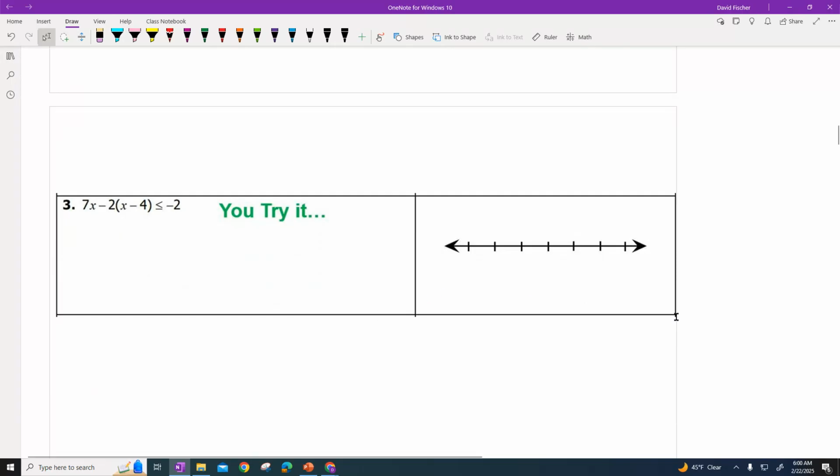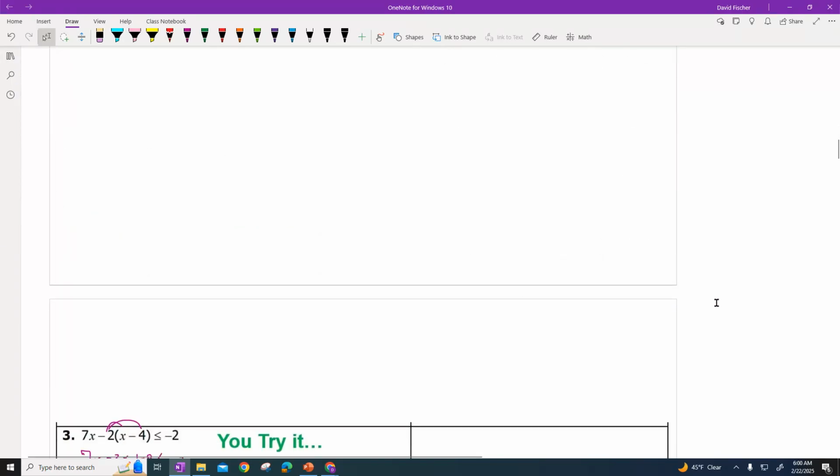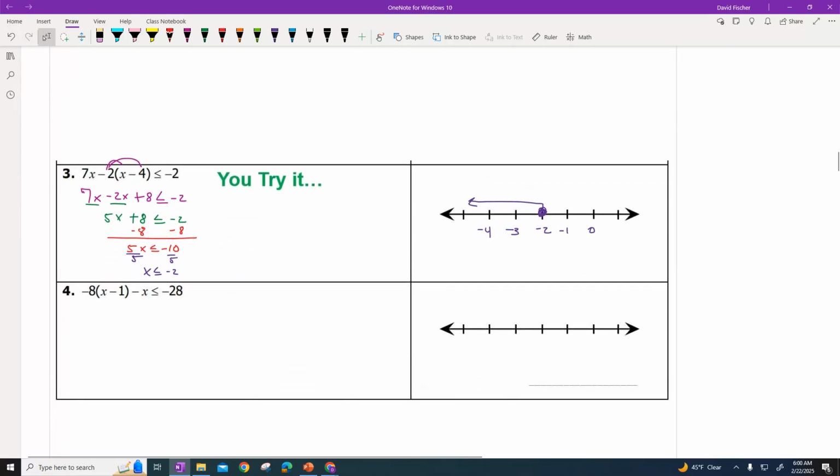Okay, let's see how you did. Hopefully I have the answer on the, yep, I see it coming up here. Alright. We got rid of the parentheses. Look, down here I didn't have to divide by a negative on that one, so I'm good. So hopefully you got -2 solid dot. My answer is everything less than -2, and so I want to box that answer and go this way.